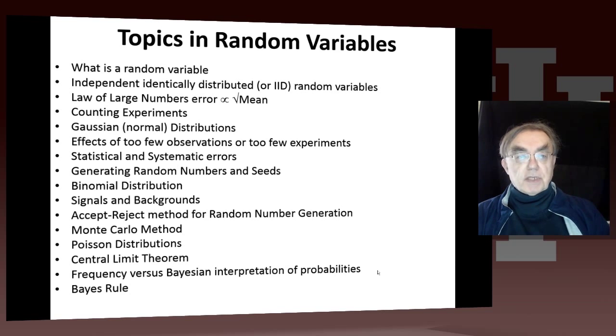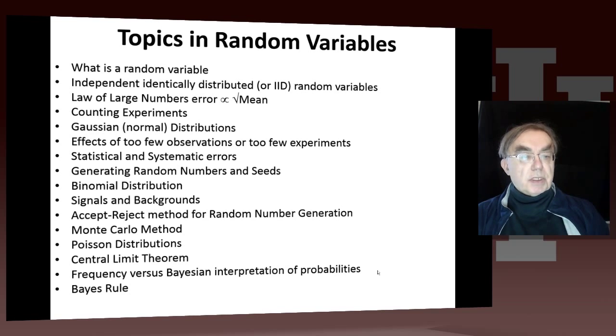You will have been introduced to independently identically distributed random variables, which are what you get in physics, because when two protons collide, each event is independent, coming from the quantum mechanical underpinnings of those collisions. Then we have something pretty important, the law of large numbers, that the error is proportional to the square root of the mean. And we have counting experiments, which count the number of times things happen. We have important distributions.